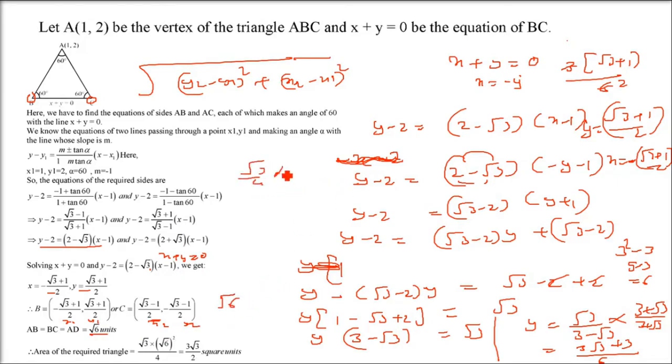And root 3 by 4 into a square is the area. So root 6 whole square, root 3 by 4 into 6. So you get 3 root 3 by 2. Okay. So 3 root 3 by 2 square unit is the area of this triangle.